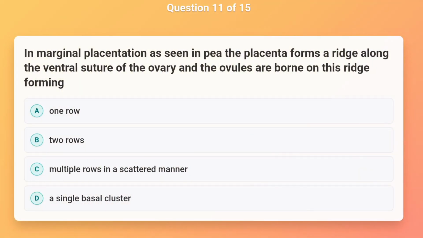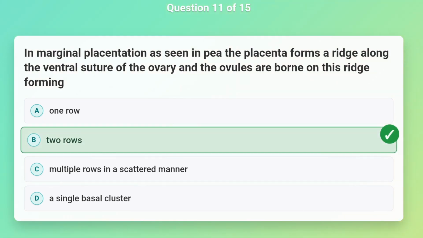In marginal placentation, as seen in pea, the placenta forms a ridge along the ventral suture of the ovary, and the ovules are borne on this ridge, forming 2 rows.